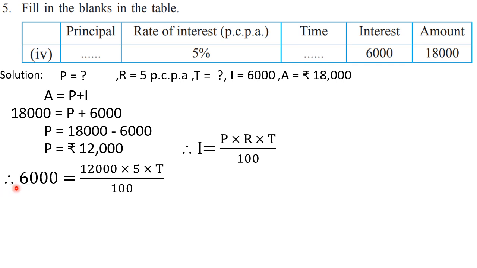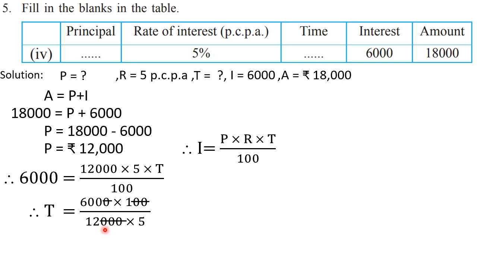For that we'll write the formula, that is I is equal to P into R into T upon 100. Then it will be therefore 6,000 is equal to 12,000 into 5 into T upon 100. So now we'll bring this 6,000 over here and we'll bring this T over here. So it will be therefore T is equal to 6,000 into 100 upon 12,000 into 5. Then 2 zeros and 2 zeros will get cancelled over here, and then 1 zero and 1 zero.